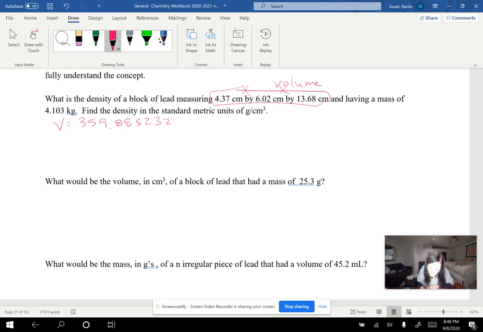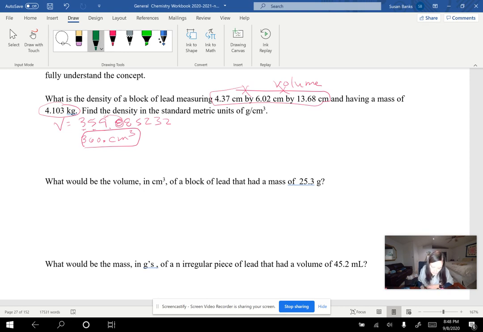Do I really need to write all those digits? Not really. So I have 3 digits, 3 digits, and 4 digits in my original. So I'm probably going to just do 3. That 8 tells me to round up. But if I round up, that 9 becomes a 10. So we are going to round this to 360 centimeters cubed. Okay? And then it has a mass of 4.13 kilograms.